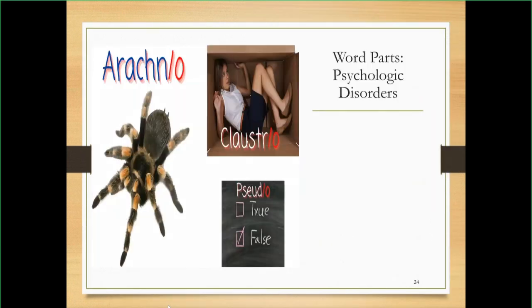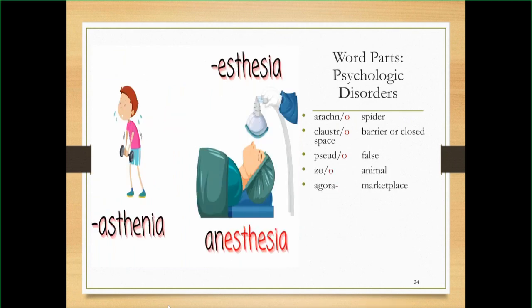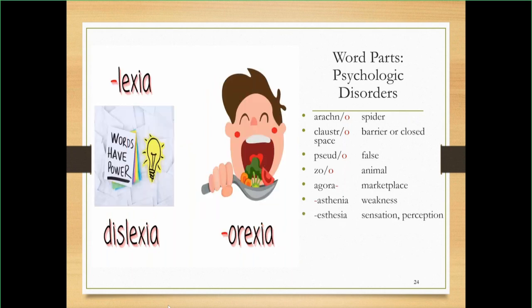Word parts for psychological disorders. Arachno means spider. Claustro means a barrier or closed space. Pseudo means false. Zoo, animal. Agora, marketplace. Asthenia means weakness, while aesthesia means sensation or perception. Lexia means words, phrases, like in dyslexia, the inability to read, spell, and write words despite the ability to see and recognize letters. And orexia means appetite.